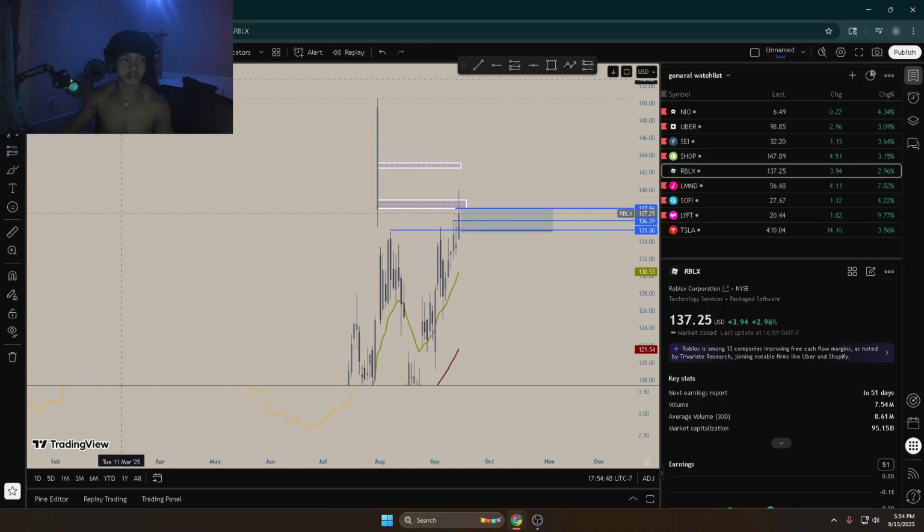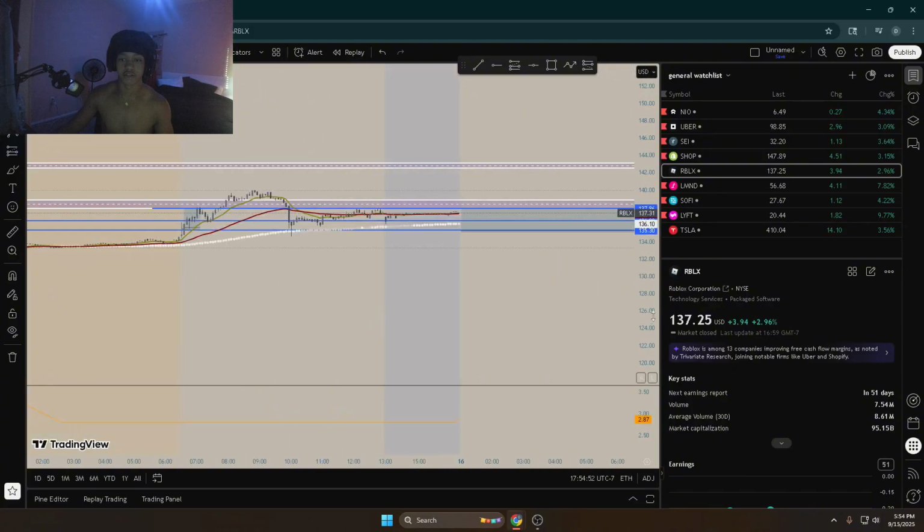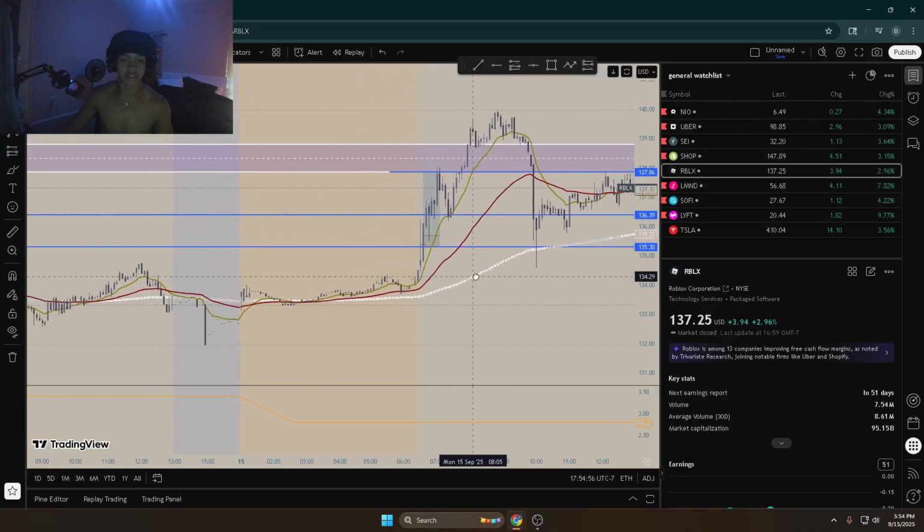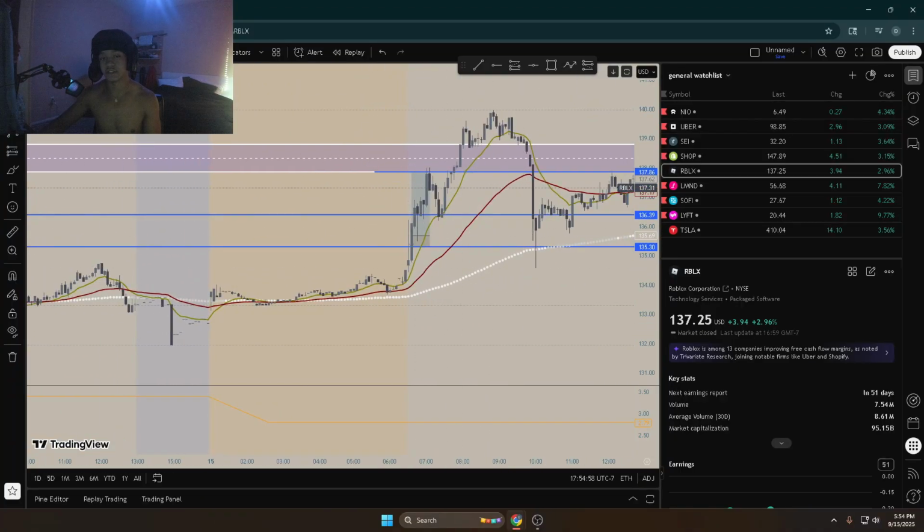So as you can see, I took this nice breakout on Roblox. This is the daily chart. I'm going to show you guys the 5-minute chart real quick. Made me about 43%, as you can see. And I'm going to actually just run straight into this.